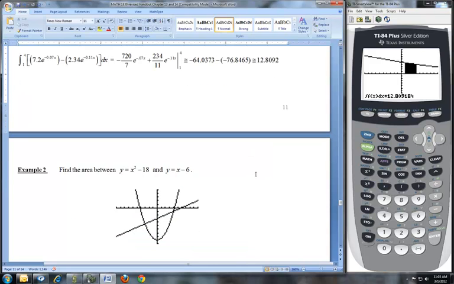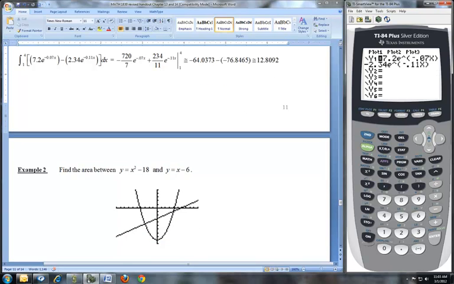They want us to find this area. Okay, so let's go graph. I'm going to go to y equals, clear that one out, and I always put in the first one they give me. So x squared minus 18. Remember, that's a parabola. I'm going to put in x minus 6, straight line. Now watch, the first one that graphs will be the one I put in Y1.